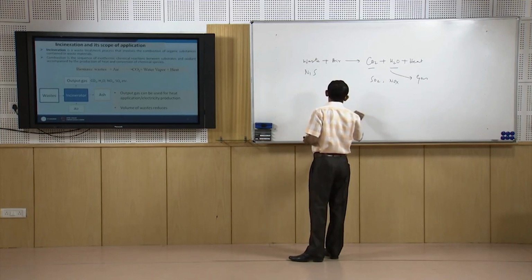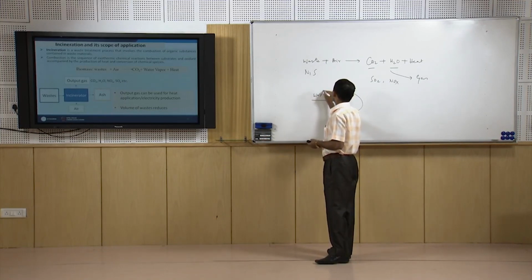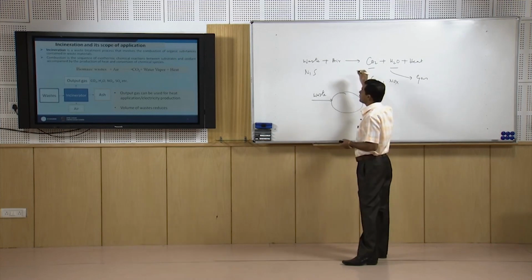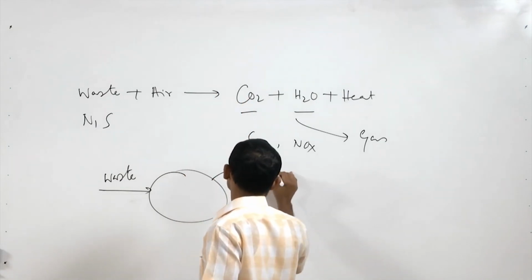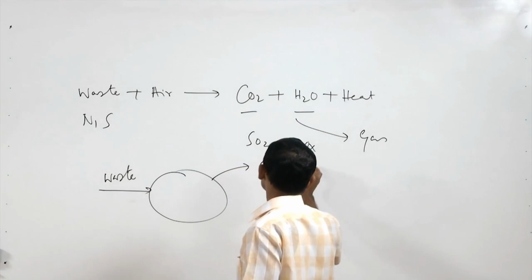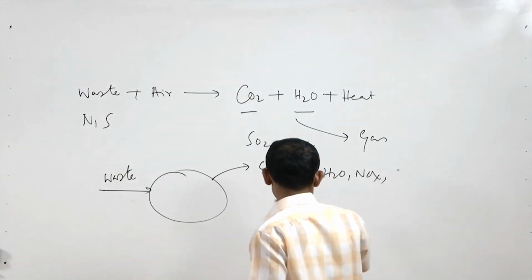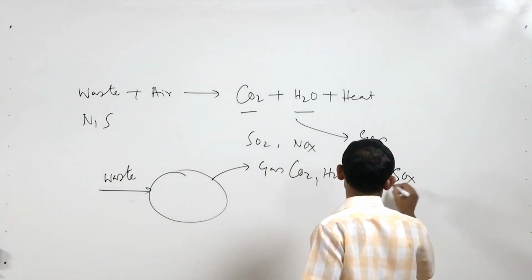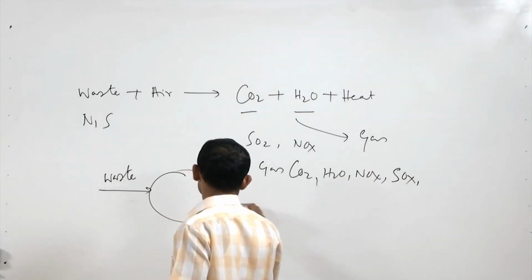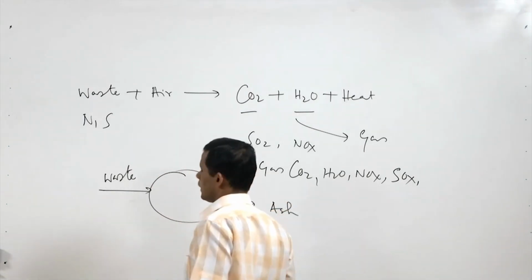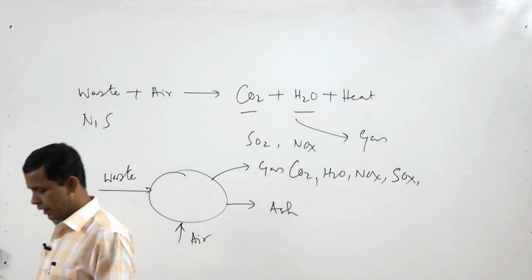So, for the reactions we need a system, that is called an incinerator. In the incinerator we will put waste. The organic part of the waste will take part in this reaction and give us gas that will contain CO2, H2O, NOx and SOx if nitrogen and sulfur are present in it, and the rest will give us residue or ash. For this we need to provide air or oxidant.